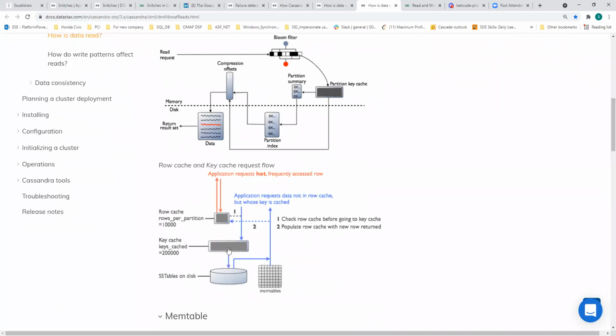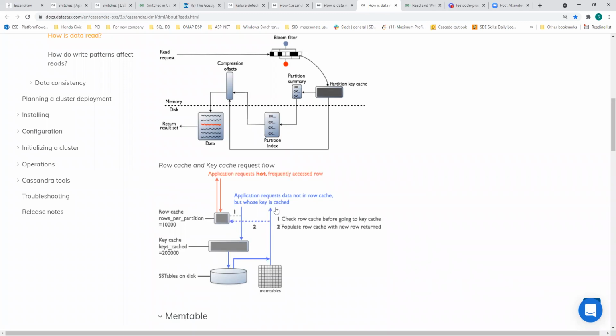And if it is not there, then you go to the SS tables. So if you find the key in the memtable, and if you also get information from the SS tables, it is merged together and then sent back. And if you don't find it in the SS table or memtable, then you can find it in the row cache. So that will be a quick way of doing it.